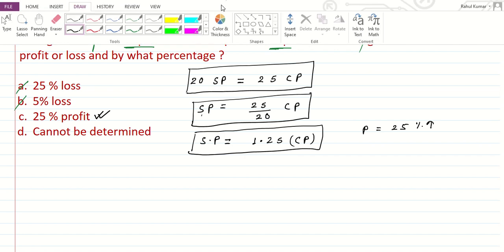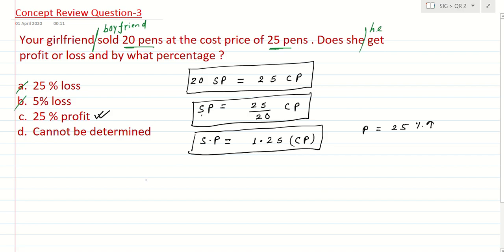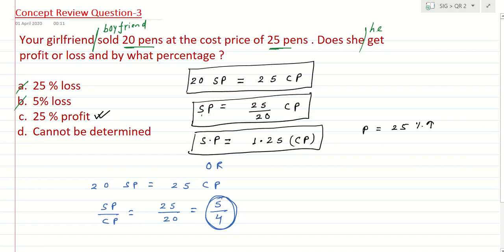What is the other approach? I'll tell you one more simple approach here. It is given that 20 SP equals 25 CP. Let's find the ratio. So can I say SP divided by CP? How much do we get? 25 by 20. I got this ratio. Can I say the ratio is 5 by 4? Right? SP is 5 parts. What is CP? 4 parts.